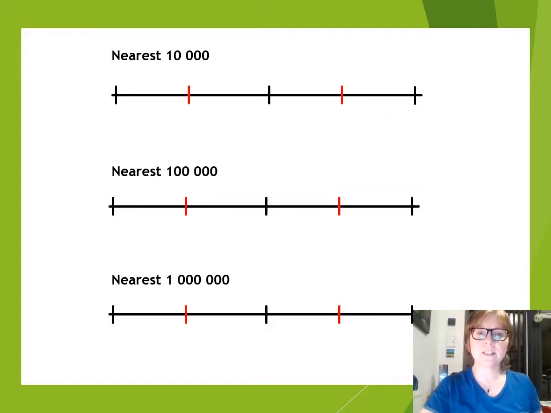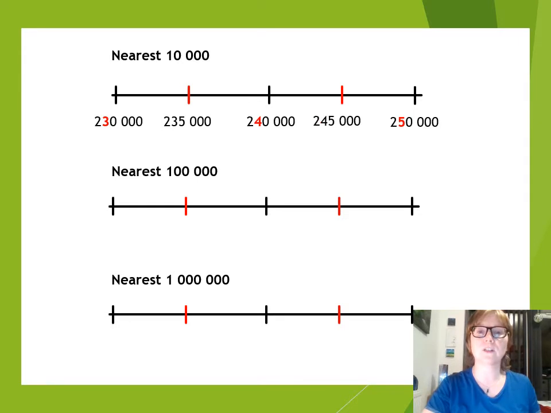So now if we repeat the same process with multiples of 10,000, so the first one is 230,000, and you can see that the digit that is in the 10,000s place is highlighted in red. So 230,000, 240,000, 250,000. So the halfway point of 10,000 would be 5,000. So we can now put in the halfway points, 235,000 and 245,000.